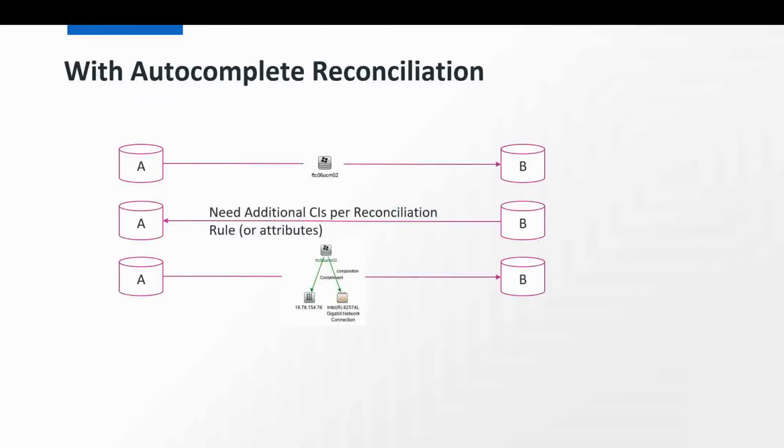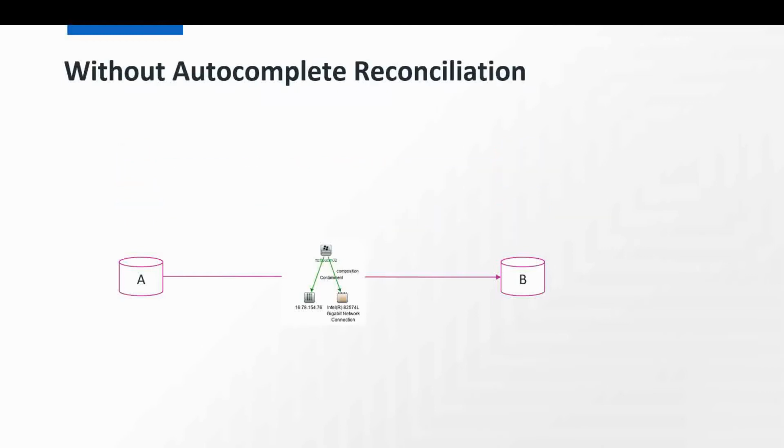To put it graphically, if I'm pushing from system A to system B, this system, FTC06 UCM02, system B is going to reply with, I need more information than just this node to insert that node. System A then pushes the complete topology of the node with all of its reconciliation information that's needed over to system B. That's with autocomplete reconciliation.